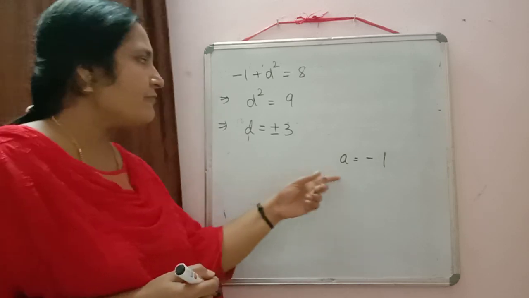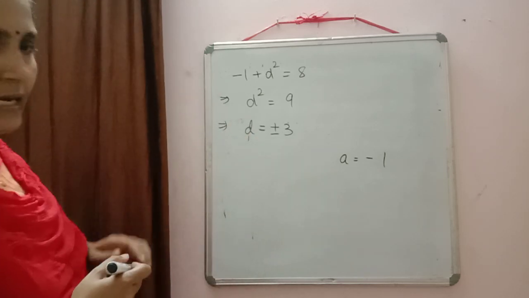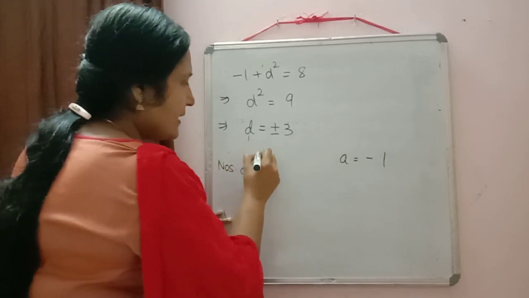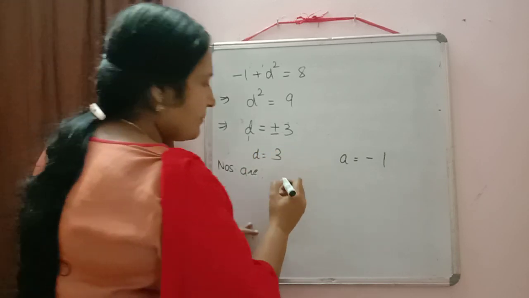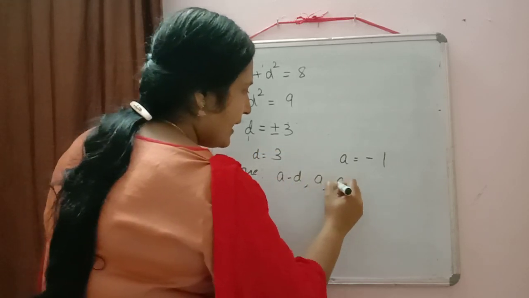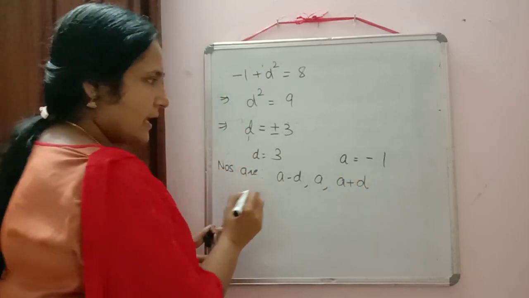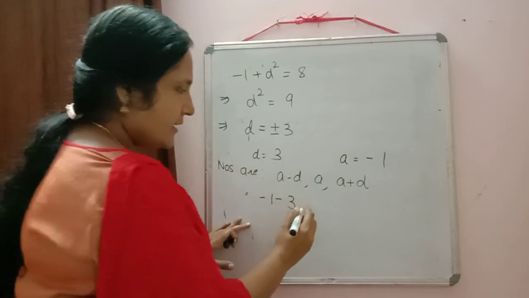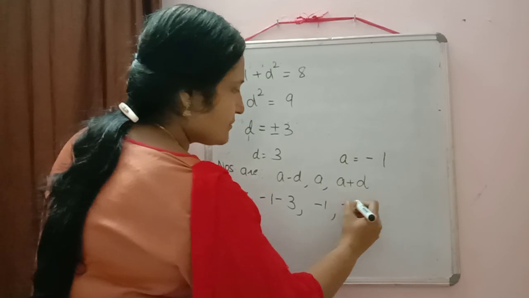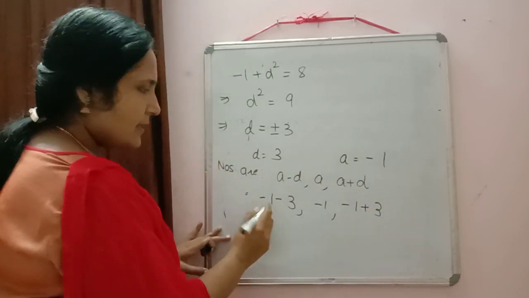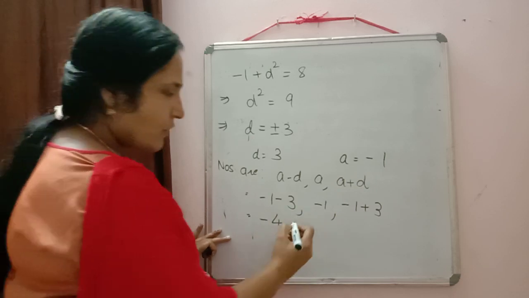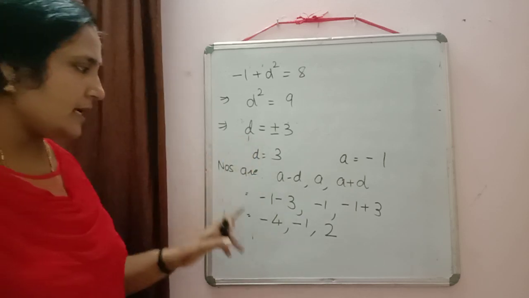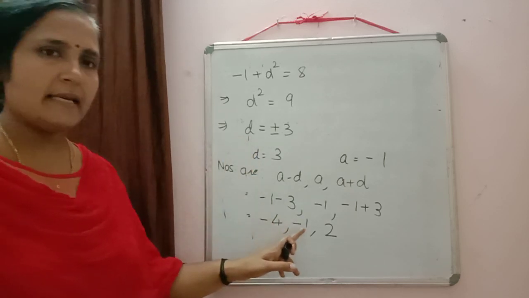So we got the value of A and D. Now we will find out what the numbers will be. So write down the numbers are. Now first we will take D is equal to 3. How did we write the numbers? A minus D, A plus D. Now we will substitute the value. Our value of A is -1. So -1 minus 3, comma, -1, next is -1 plus 3. Then -1 minus 3 is -4, -1, and 3 minus 1 is 2. So when D is equal to 3, we get the numbers -4, -1, 2.